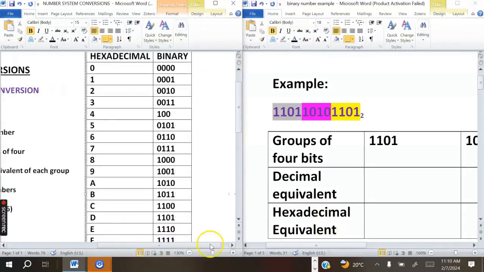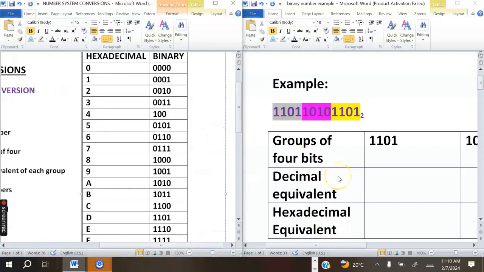Let me see whether it's possible to see the number. Okay, so what we have is the value 1101. So we check from the table 1101, 11, where is 11? This one. 11 is equivalent to 13. This is 13, and 13 for the decimal number we have as decimal equivalent, but for the hexadecimal, this one is equivalent to D.